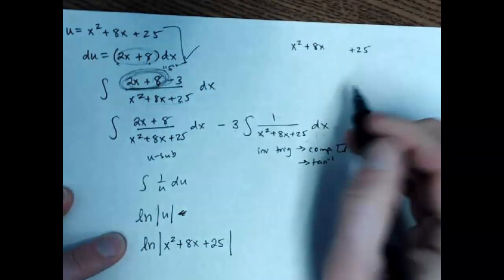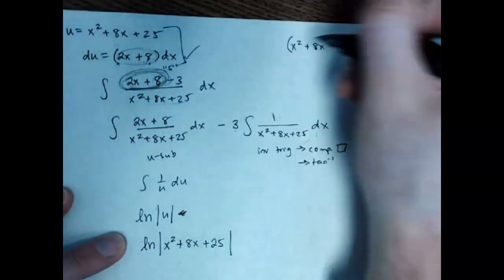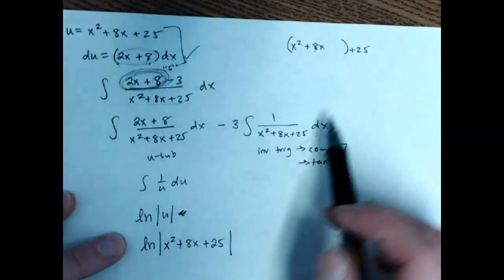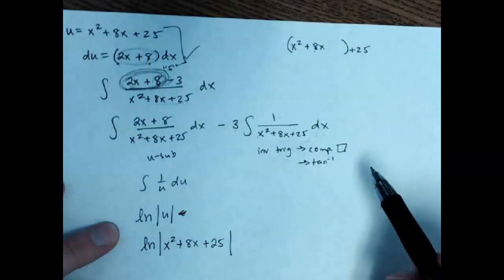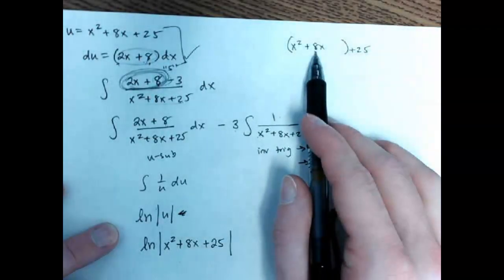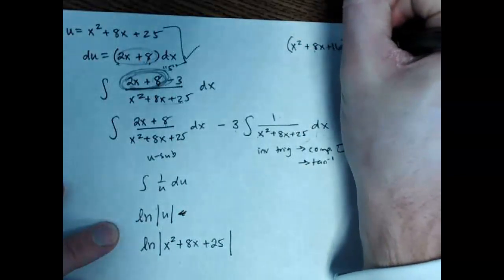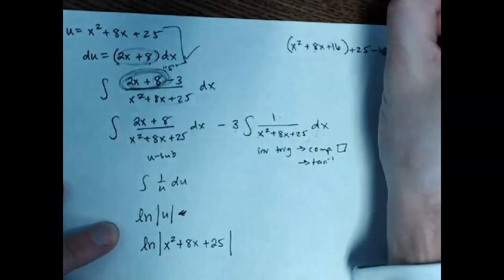I'm just kind of shooing the 25 over. I'm thinking, okay, here's the 8. Remember, I'm only going to complete the square with the variable part. It was a positive 1, so that's good. Don't have to factor anything out. 8 divided by 2 would be 4. 4 squared would be 16. So I'm going to put the 16 in, subtract 16 out to keep it balanced.